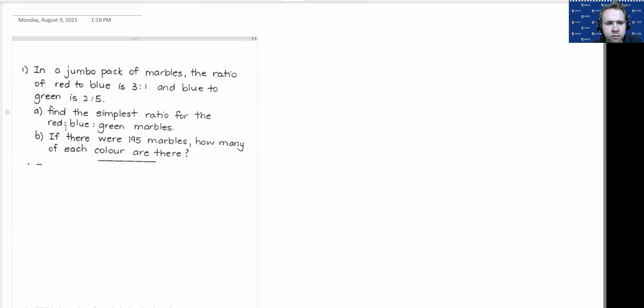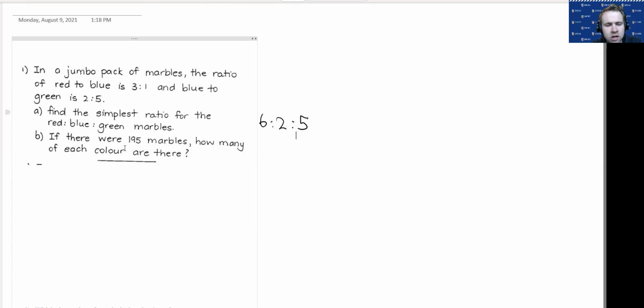I need it to be red to blue to green. So if I multiply red to blue, it becomes 6 to 2. I've just multiplied both by 2. Then I've already got blue as equaling 2, so I know that green is going to be 5. Okay, so I have my new ratio of 6 to 2 to 5 for red to blue to green. I just needed to make sure that blue was the same in both ratios.